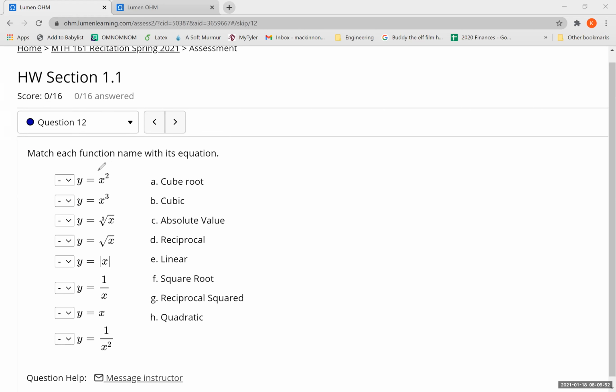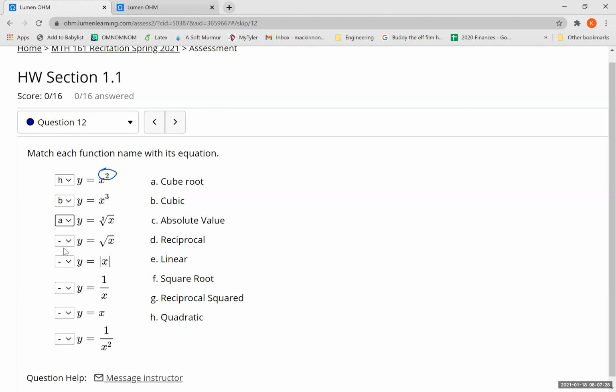So first one here, that is a square. The name for this function comes from the Greek word for square, which is quadrilis. That is a quadratic function, so that's going to be h. Since this next one, x cubed, is raised to the third power, that is cubic. That's going to be b. Here for the third one, cubic root of x, that's undoing a cube. So that's going to be a cubic root.